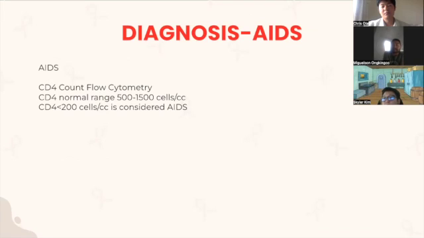So diagnosis for AIDS is quite simple. They do a CD4 count using flow cytometry. Essentially, it's a counting system where they count your CD4 cells to determine your criteria for immunocompromise. Generally, the normal range is 500 to 1500, and the AIDS criteria, as Skylar mentioned, is 200 or less. Next slide.